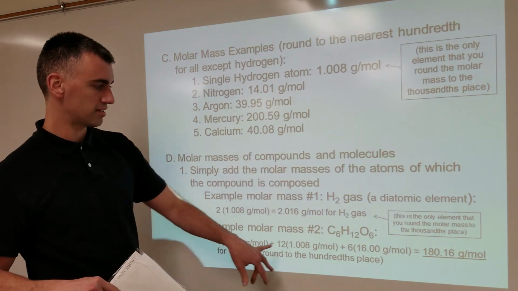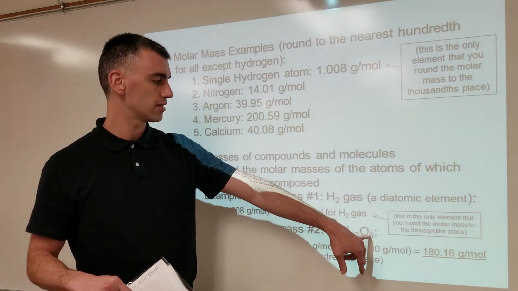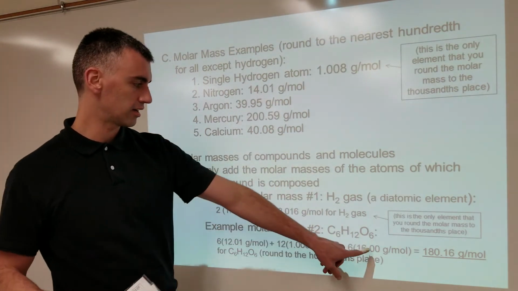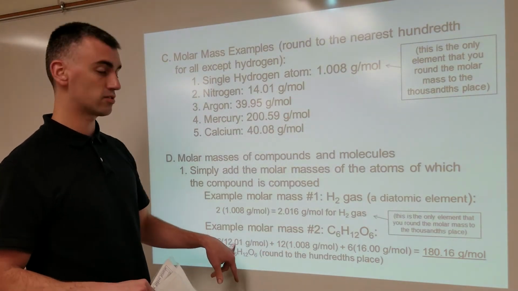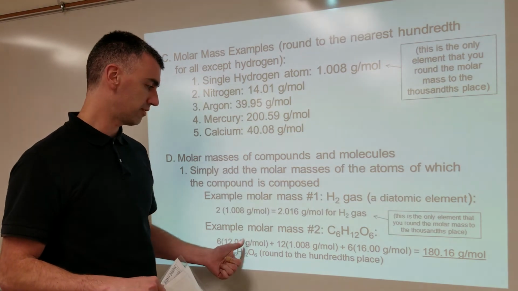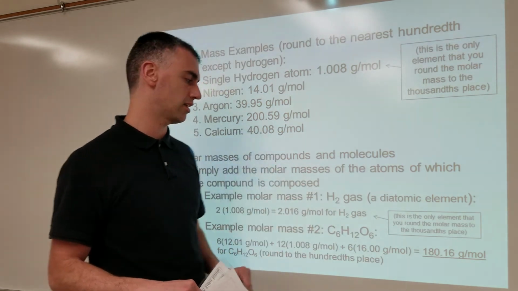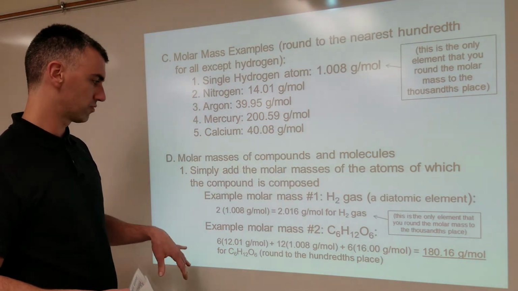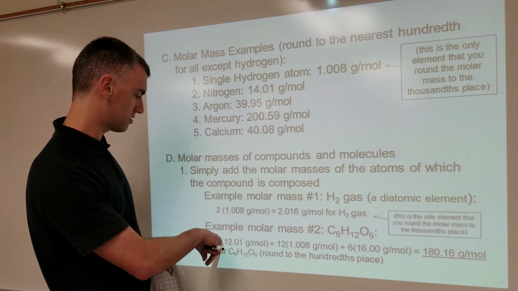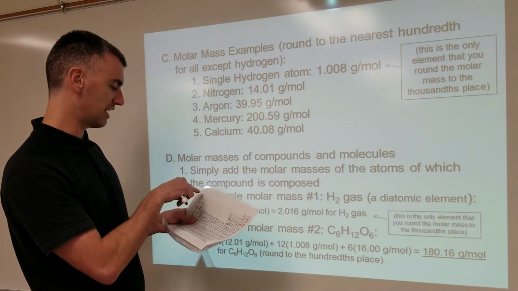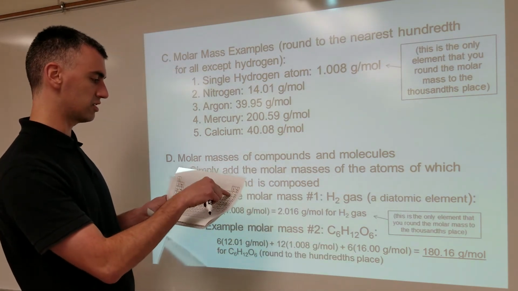So a great example of that is here. Although hydrogen goes out to the thousandths place for its mass, carbon is rounded to the hundredths place. Oxygen's mass is rounded to the hundredths place. See, the oxygen goes out to 16.00. Carbon goes out to 12.01. So if these only go to the hundredths place, your final answer is only going to the hundredths place. So that's why it looks like that. So you add 6 times the mass of carbon as shown here, plus 12 times the mass of hydrogen as shown here, plus 6 times the mass of oxygen as shown here.